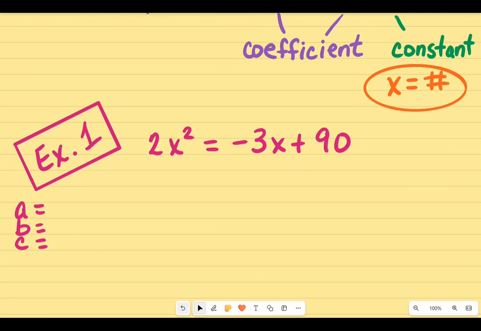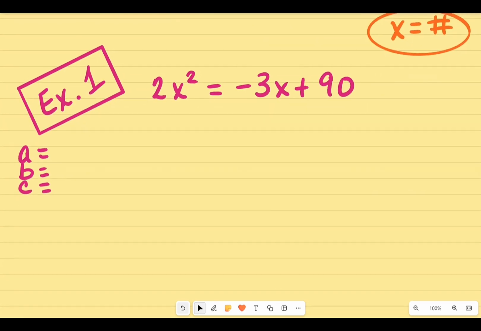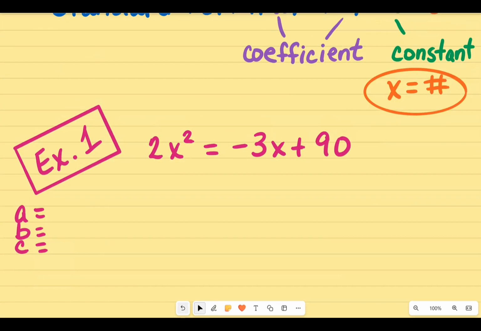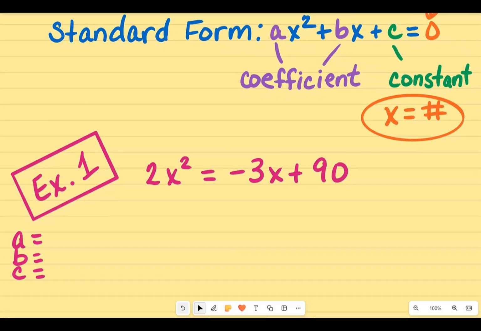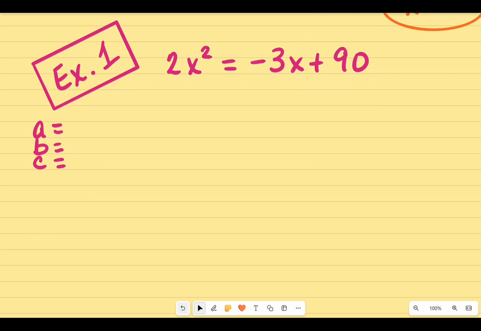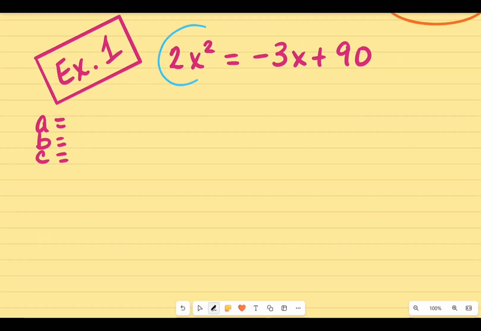All right, so let's get started. The first thing you have to do is make sure it's in standard form. Again, standard form is shown here. And we can see that it's not in standard form, so we're going to just move some things over. And when you move it, you want to go to the side where your x squared is already positive, if possible. So I'm going to just rewrite this as 2x squared. Well, when I move anything across the equal sign, I have to change the sign. So instead of a negative 3x, it's now going to be a positive 3x. Instead of a positive 90, it's going to be a negative 90.